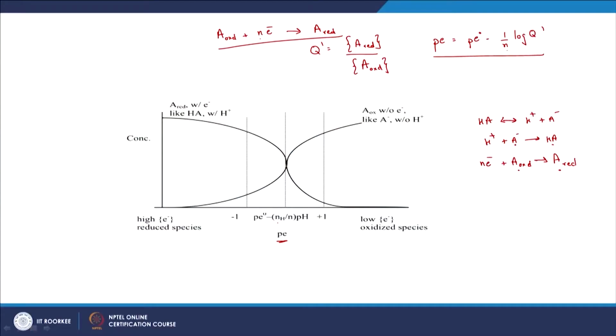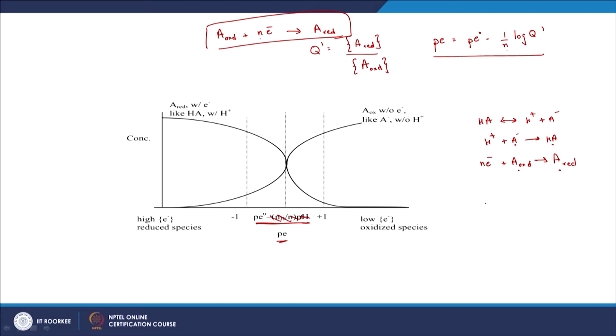So in that example, we started looking at the graph of PE with respect to the concentration of either the oxidized form or the reduced form of the compound. Let's look at that graph again. Here we have PE. Obviously, when you have H plus involved in the half reaction, the reference is PE naught minus NH by NPH. But for this particular case, it's only going to be PE naught.